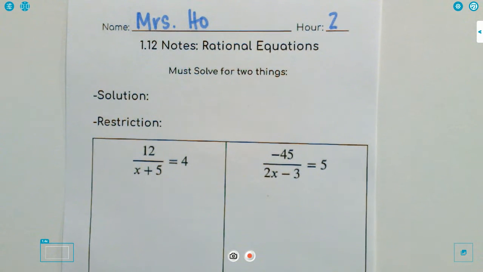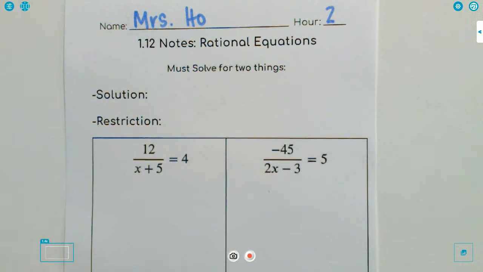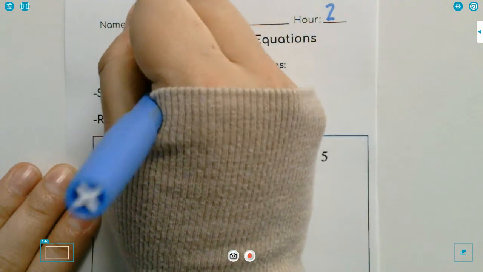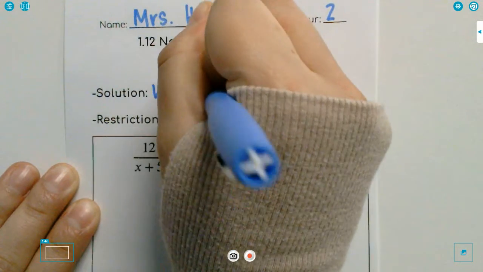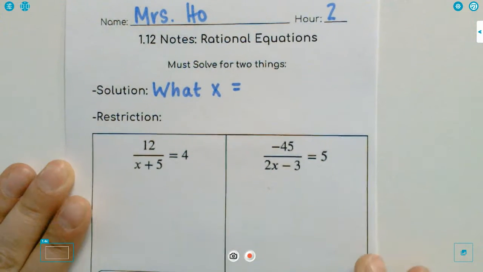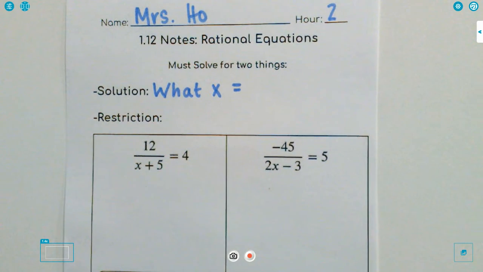The first thing that we're going to solve for is our solution. I will show you how to do that in a second with equations like this, and how we get the x's out of the bottom of the fraction. When we solve for a solution, we are going to solve for what x equals. So our solution is what we've been solving for this entire time. Solution is what x equals.